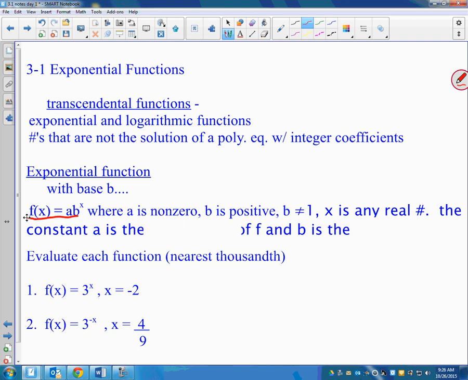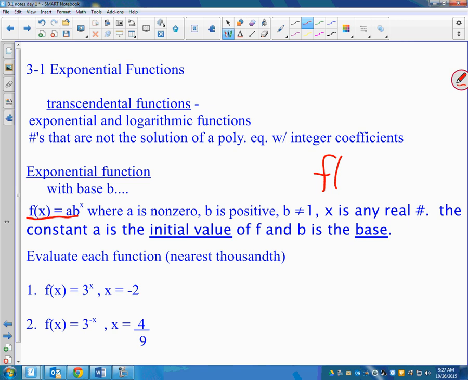b can't equal 1, because 1 to any power is 1. That's not going to be an exponential function. And x is a real number. So x could be anything. We don't usually like graphing something to a terrible power, but really x could be a rational number or an irrational number. And then we say that the constant a is the initial value of f, and b is the base.